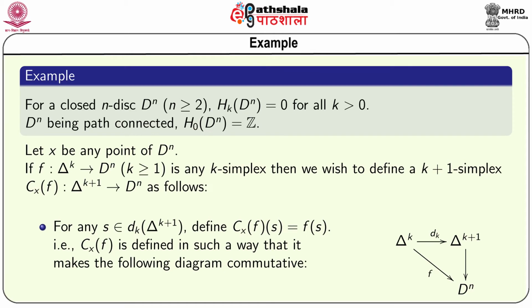For a closed n-disk Dn, when n is greater than or equal to 2, we shall show that Hk of Dn is trivial for k greater than 0, and H0 of Dn is Z because Dn is path connected.